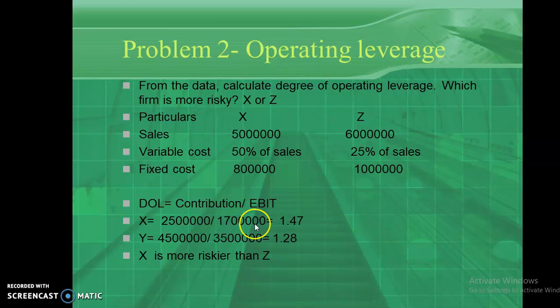What is the risk in it? 1% change in sales will lead to 1.47% change in EBIT for firm X. But for firm Z, 1% change in sales will lead to 1.28% change in EBIT. So from this, what you want to understand? You can understand firm X is more riskier than firm Z. That's the meaning of that. Okay, this is degree of operating leverage. Thank you.